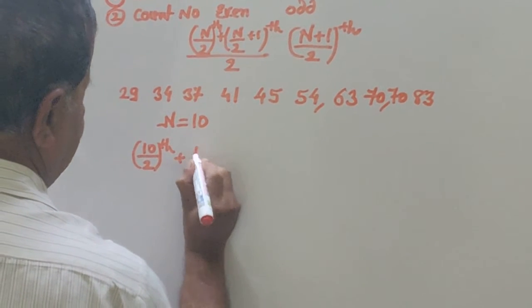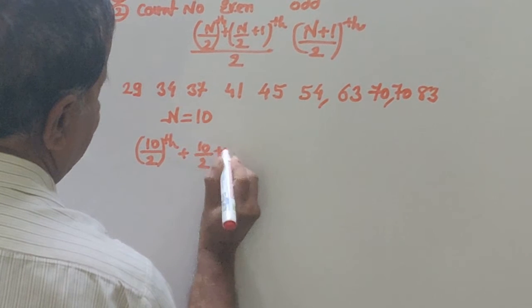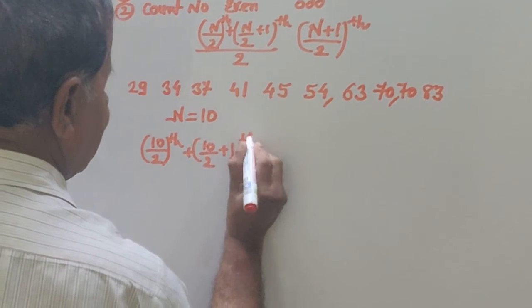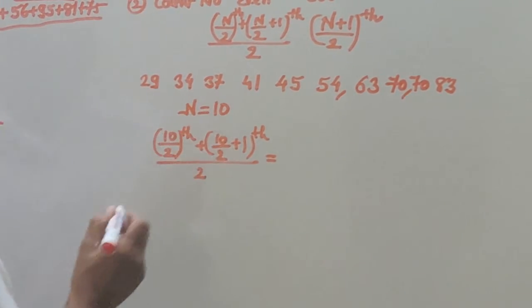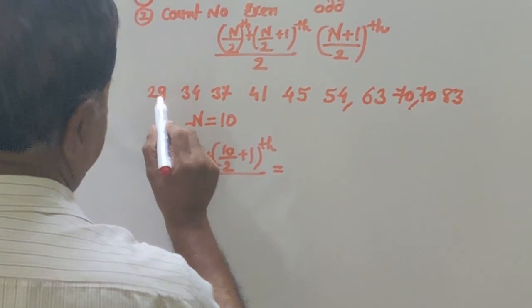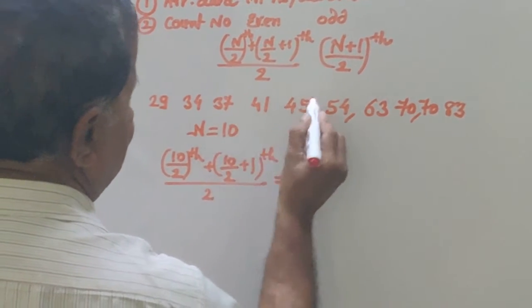Plus 10 by 2 plus 1th term divided by 2. Okay. Now I am writing 10 upon 2 means 5th term. What is the 5th term of this data? Is 1, 2, 3, 4, 5.